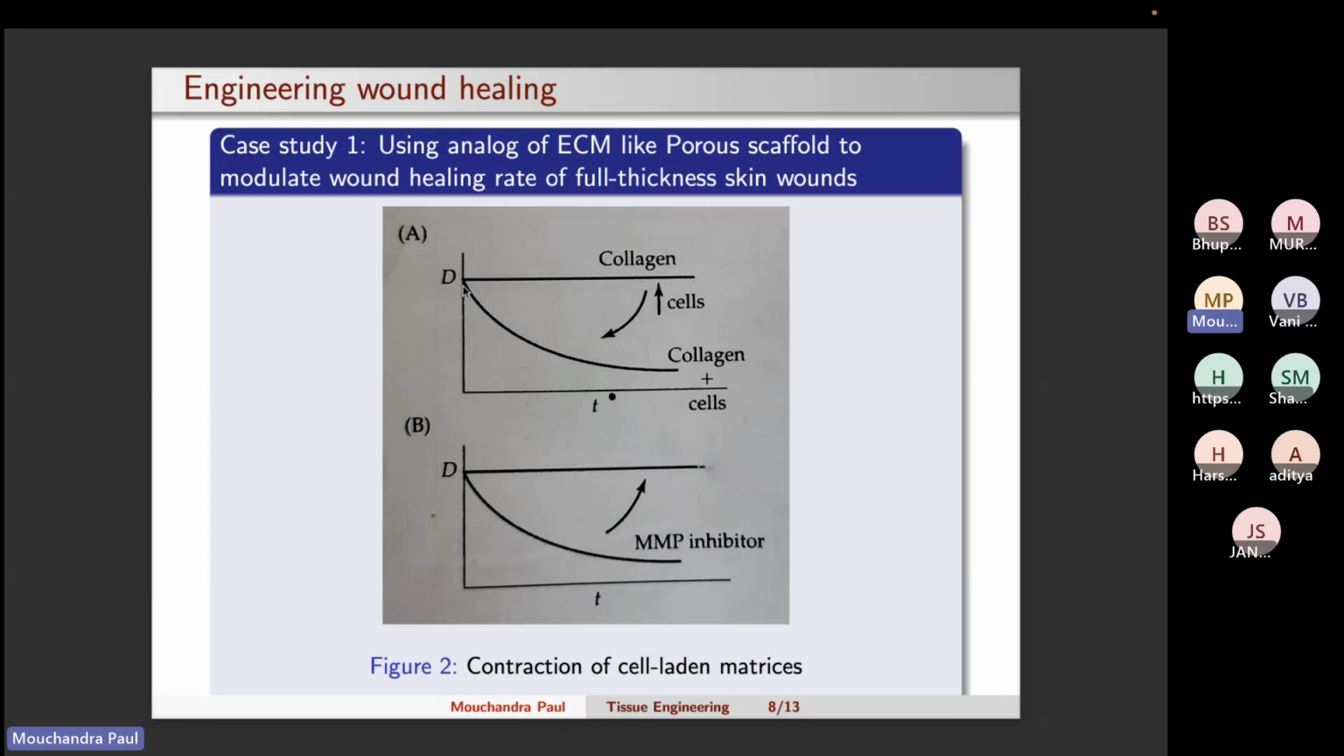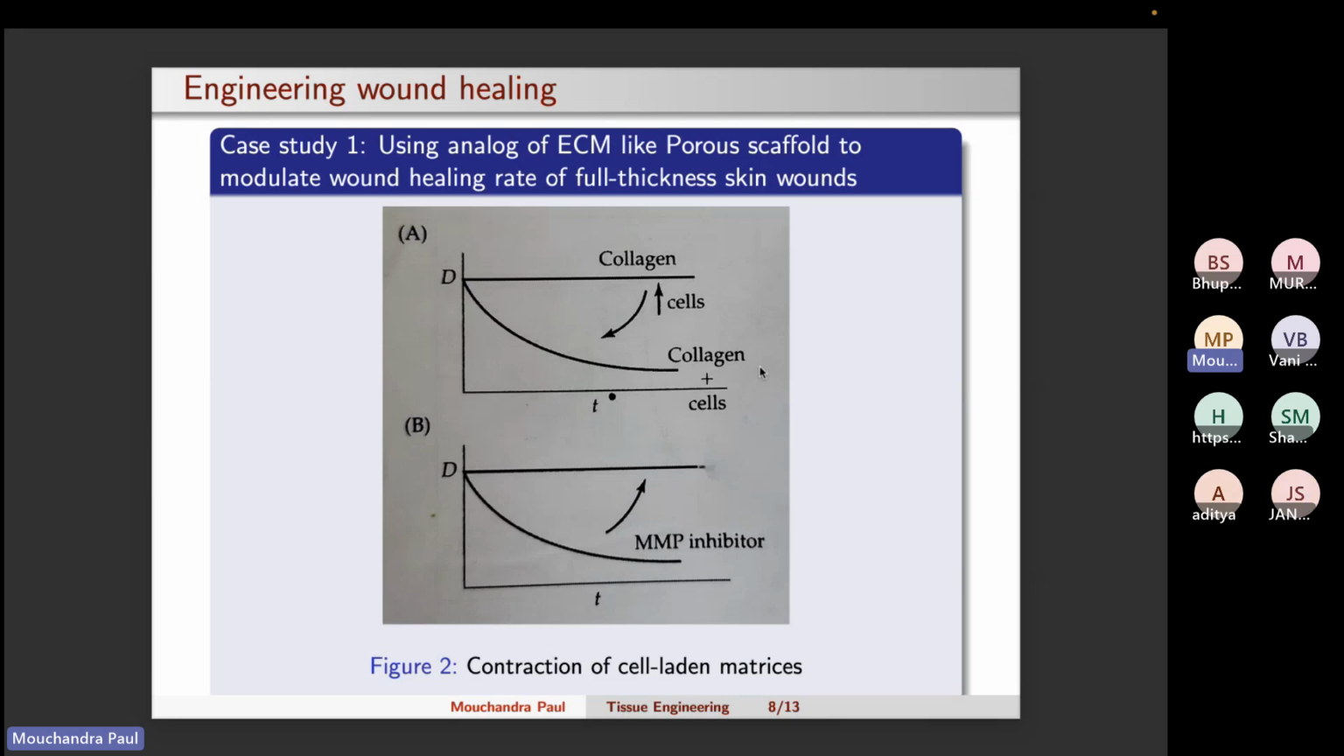So you can see the diameter of the scaffold is decreasing with time, because as the cells are growing in number, they are also promoting contraction, meaning they're bringing the collagen fibers close to one another, thereby decreasing the pore diameters or the pore size of the scaffold.